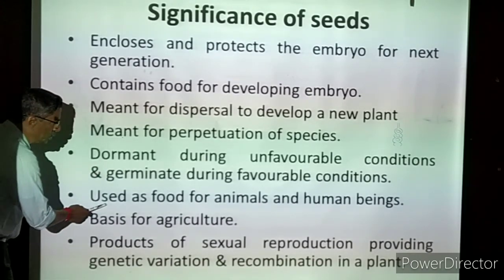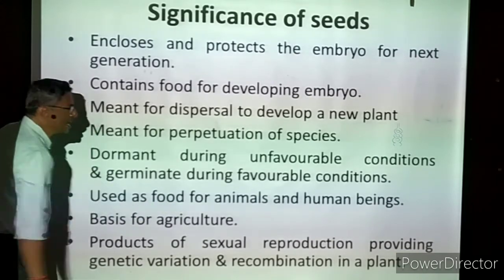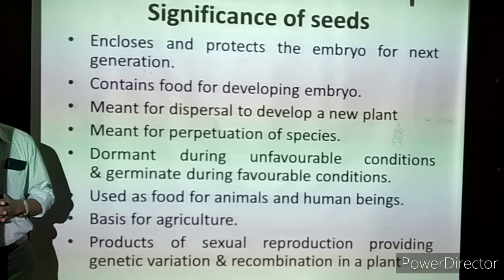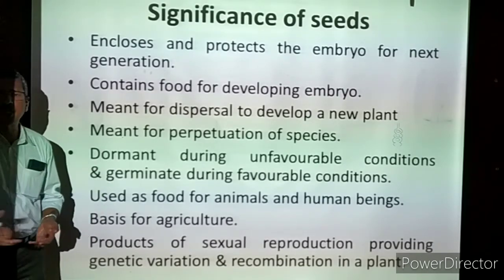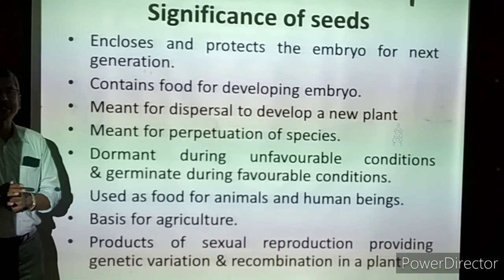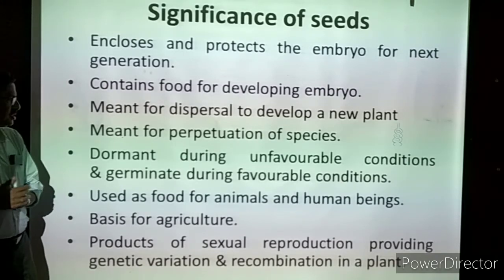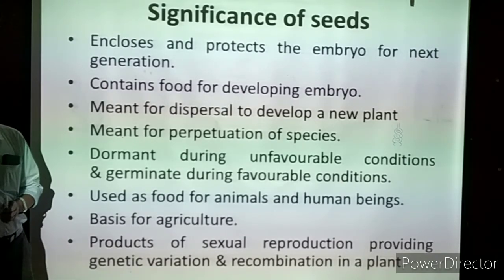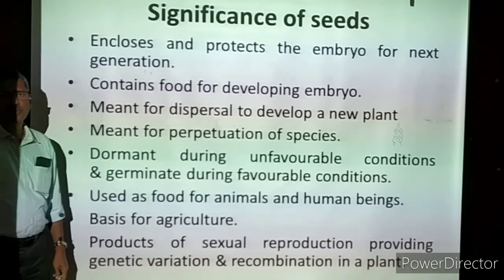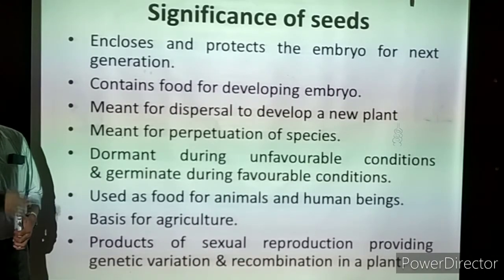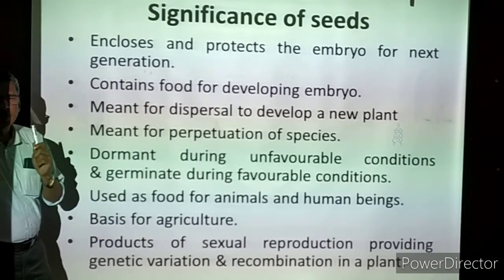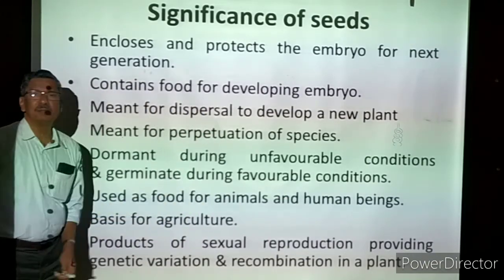The seed is used as food for animals and human beings. Some seeds are used for germination. So we are sowing the seeds and the next generation is coming up, but not all seeds are used that way. The majority of the seeds we take from the plants, we process and store for human consumption. Dry grains, cereals, pulses, everything for human beings. Not only for us, some grains are used as food for animals also.